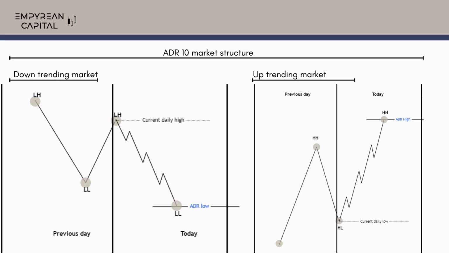Now, in an uptrending market, it's the opposite concept, right? We obviously know that price has to go up in order to create a higher high. It's most probable that price will create a higher high at the ADR high, because at the ADR high, that means price has met its expected range and price is unlikely to continue trading any higher. And this increases the likelihood of price reversing, right, and creating that new higher low.